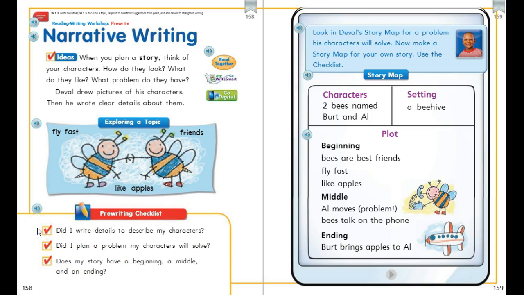Did you write details to describe your characters? Did you plan a problem that your characters are going to solve? And does your story have a beginning, a middle, and an ending? Remember to include details that help readers picture your characters and make sure that your story events happen in order. And use those words, first, next, last, or finally, that signal event order.